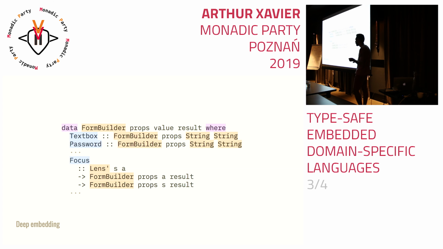But the cool thing about GADTs is that we can treat some type arguments as indexes. And that means that they sort of depend on the values of these constructors, right? Because a TextBox is not just a FormBuilder props value result. It's a FormBuilder props value result where value is a string and where result is a string, right? So we sort of carry these proofs around that these type arguments match these values, right?